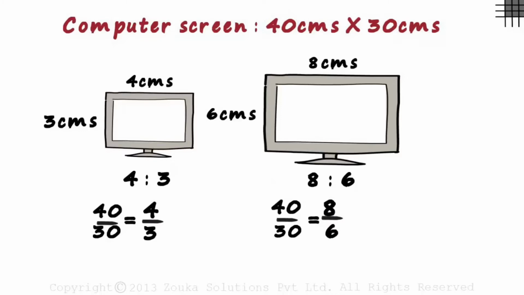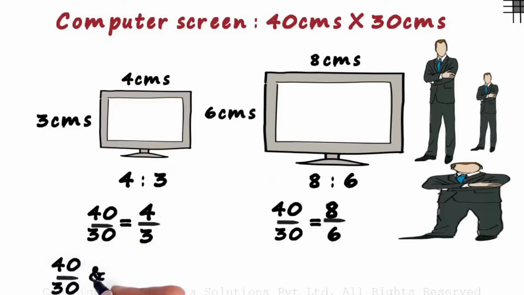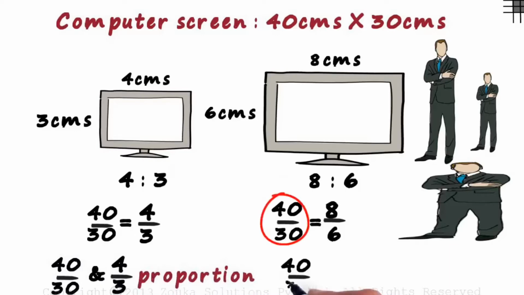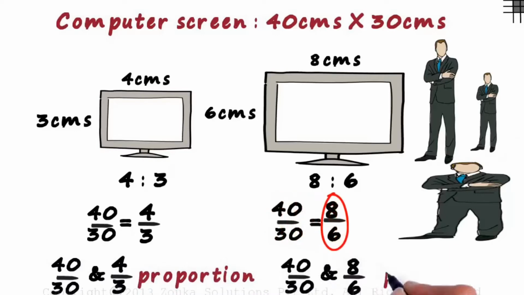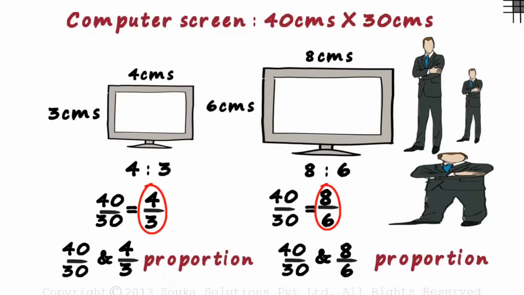So when we look at the three ratios, we discover they are all equivalent ratios, or they are said to be in proportion. Now, to conclude, when you discover fractions or ratios are equivalent, they are said to be in proportion. So 4 over 3, 8 over 6, and 40 over 30 are in proportion. Now, let's look at these two ratios, 4 over 3 and 8 over 6. We can conclude that they are in proportion.